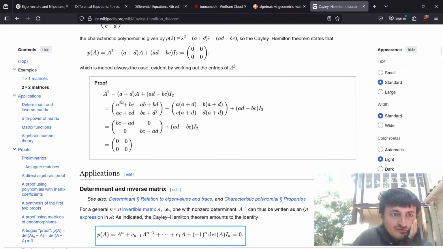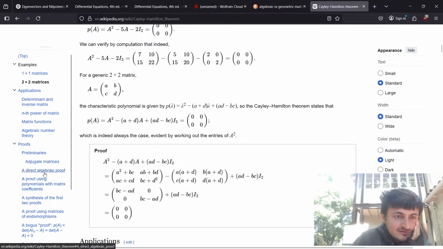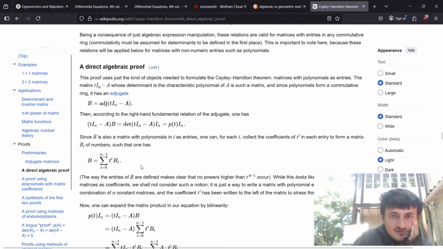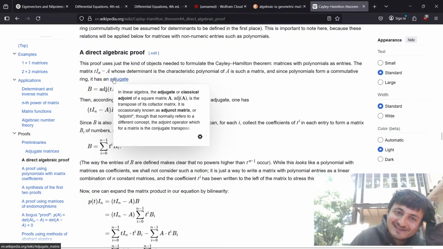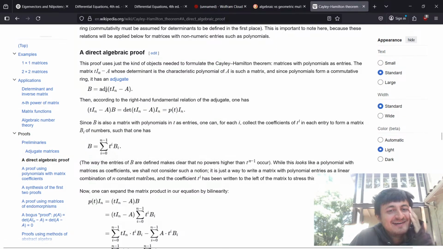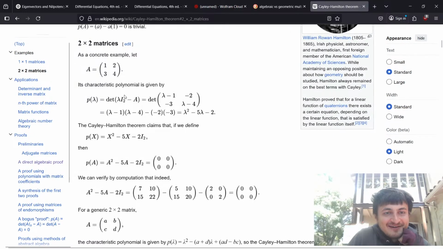But how did they prove it? Yeah, they did it using adjugates. That's crazy, dude. What if I drop Cayley-Hamilton in my quiz? Oh, shit.